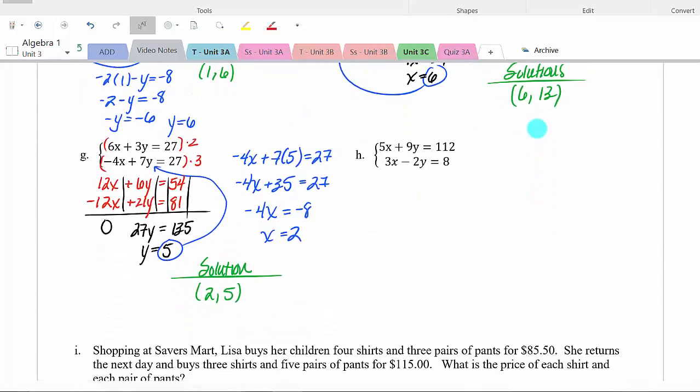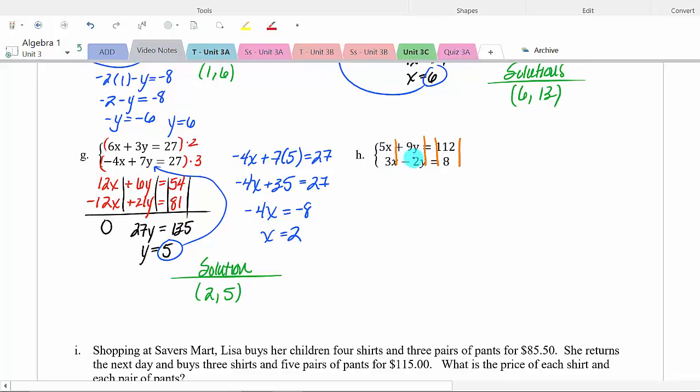Here's a tougher one. We're going to look at h. All right, so in h here, I'm looking at this. Well, let's check my columns first. I've got x's over x's, y's over y's, equal signs over equal signs, numbers over numbers. So that part's approved. We're ready in that respect. But the other thing we're noticing here is that we don't have the same and opposite coefficients.